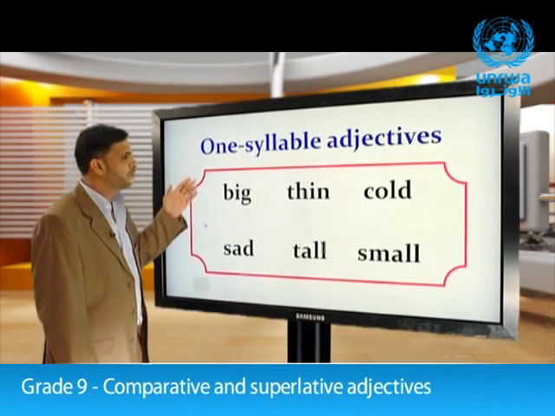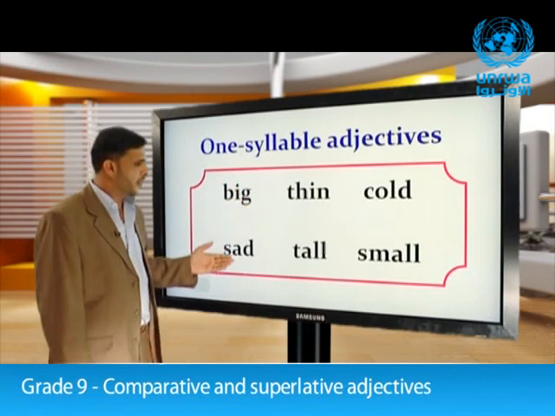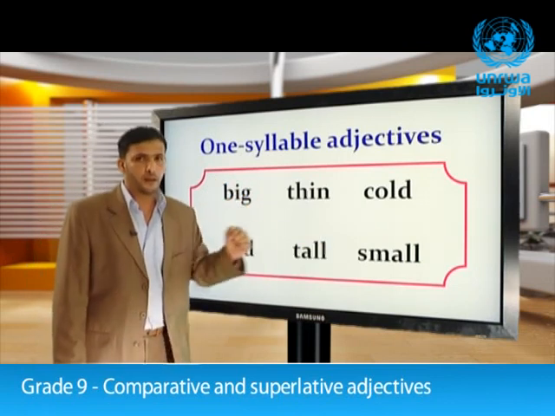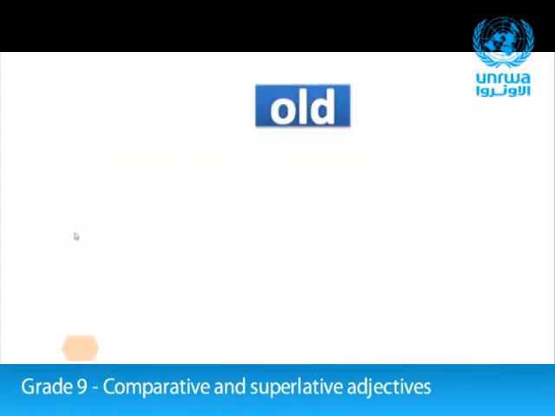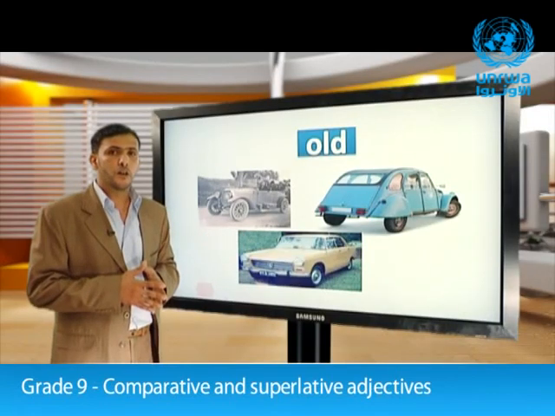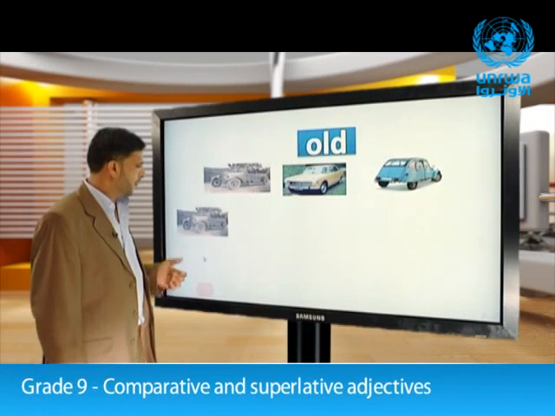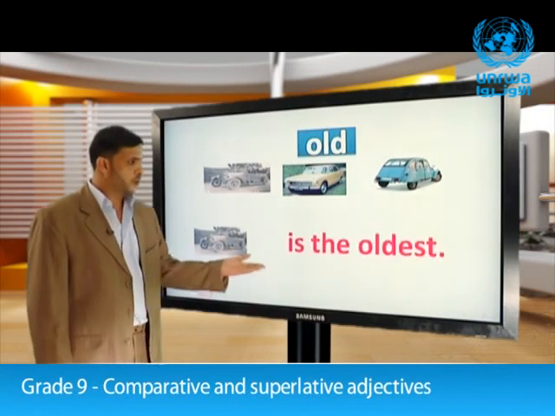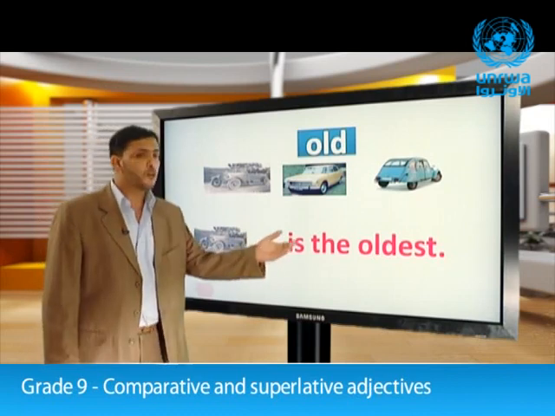Like big, thin, cold, sad, tall, small. Look at this example. Old. I have 3 cars. The 3 cars are old. But I think this car is the oldest. This car is the oldest.